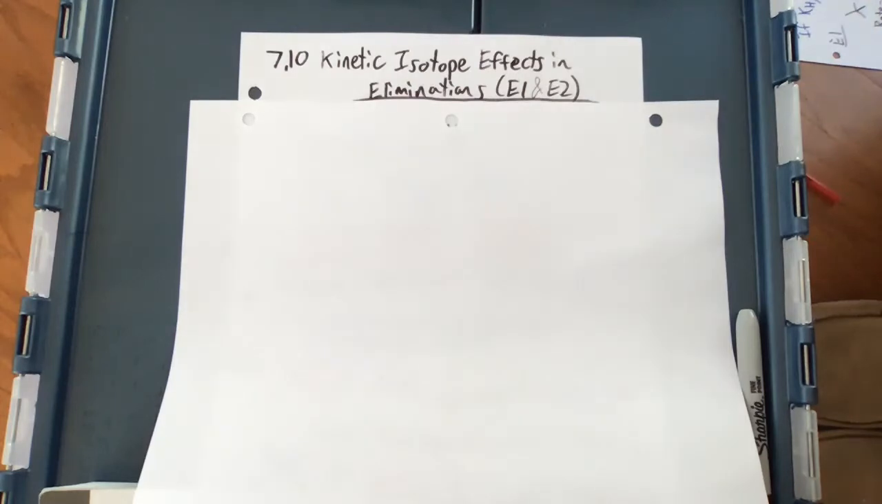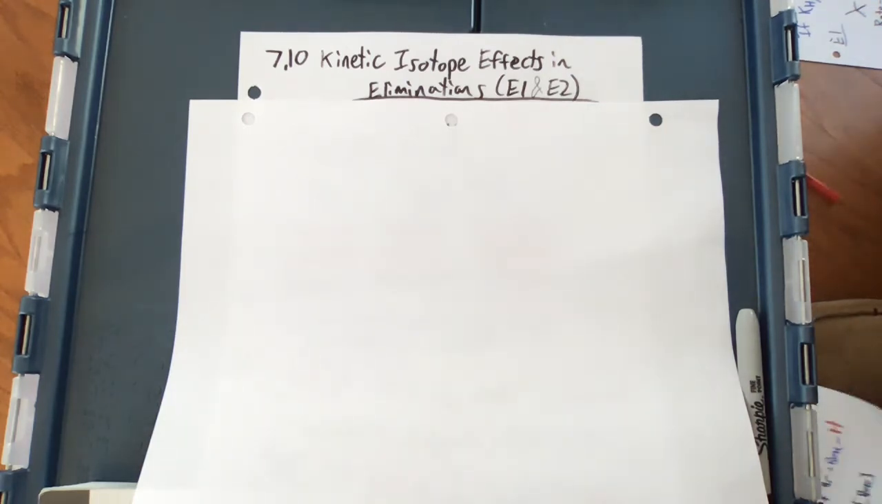All right, so section 7.10 is a really cool section that talks about something that maybe you haven't ever heard before, but it is kinetic isotope effects in elimination, specifically E1 and E2. And kinetic isotope effects are really unique in organic chemistry and pretty cool.